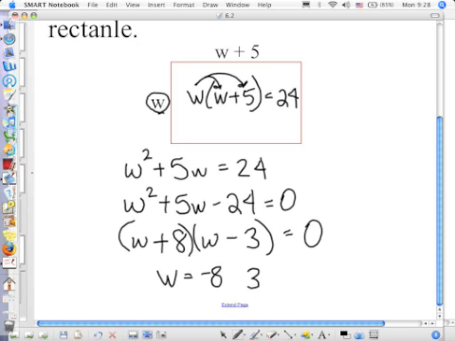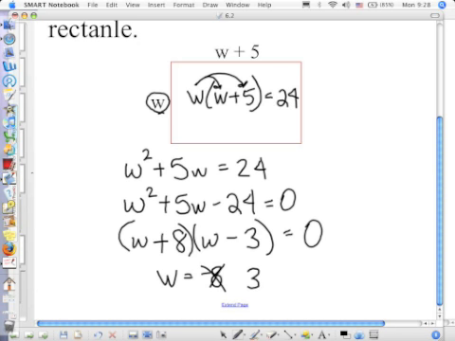It's positive 3 inches. Why isn't it negative 8? Because a measure can't be negative. So if your width is 3, what's your length? 8. And is 3 times 8 24? Yes, it is. Okay, now this was an easy one.